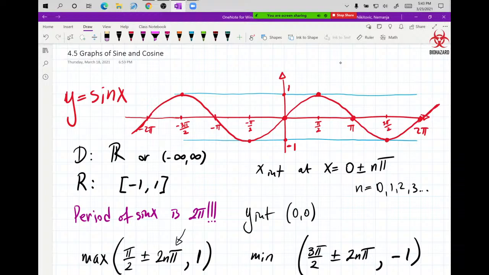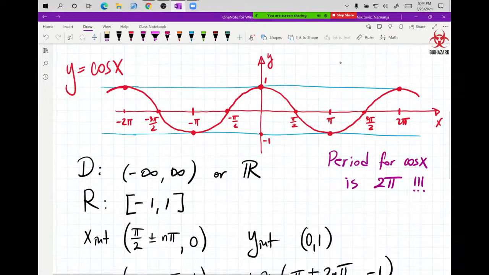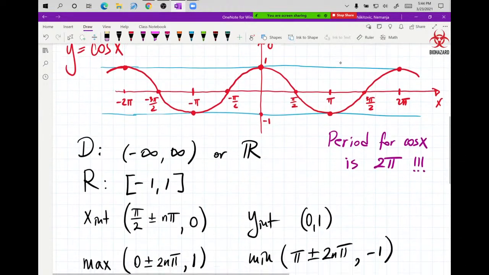The y values are 1 and -1, which are the maximum and the minimum value for the trig. So that's it. This function extends infinitely in both directions. You will have infinitely many x-intercepts, infinitely many maximum values, infinitely many minimum values, right? And that stuff. So now let's take a look at the basic cosine, which is our next graph.